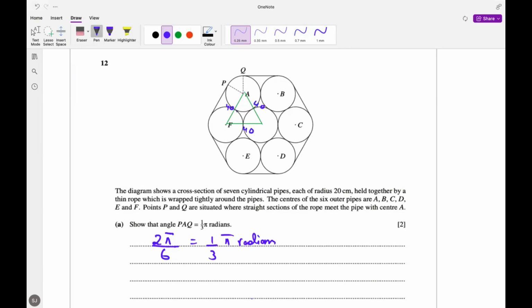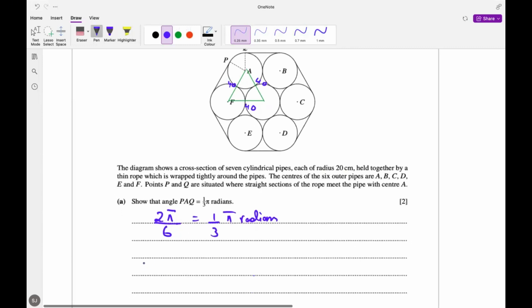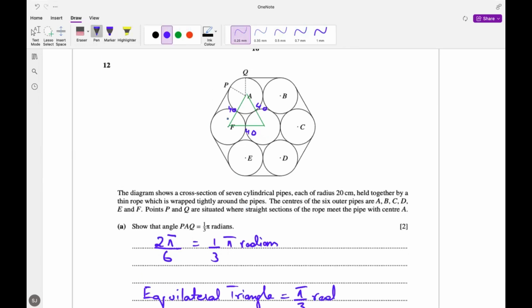Now, as they're equilateral, and the total angle in a triangle is pi radians, we can use the equilateral triangle method as well. If I use the equilateral triangle method, each angle will be pi upon 3 radians. Now, as this length is 20 and this length is 20, this angle will also be pi upon 3.